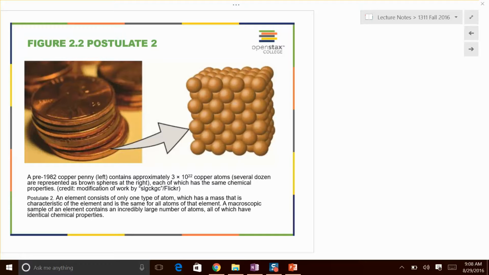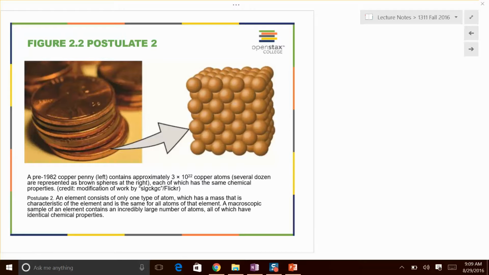63.546. That mass defines this as copper. A copper atom has an atomic mass of 63.546 atomic mass units. Okay? That's what he's saying. That's pretty good. It's pretty good for his time. Now, this postulate is no longer entirely true, and we'll talk about why.